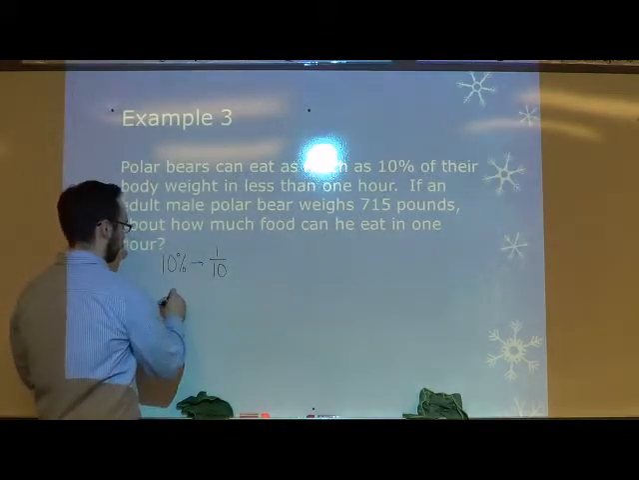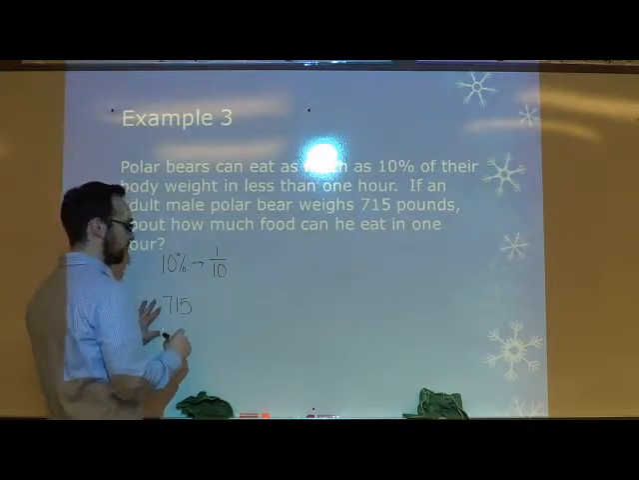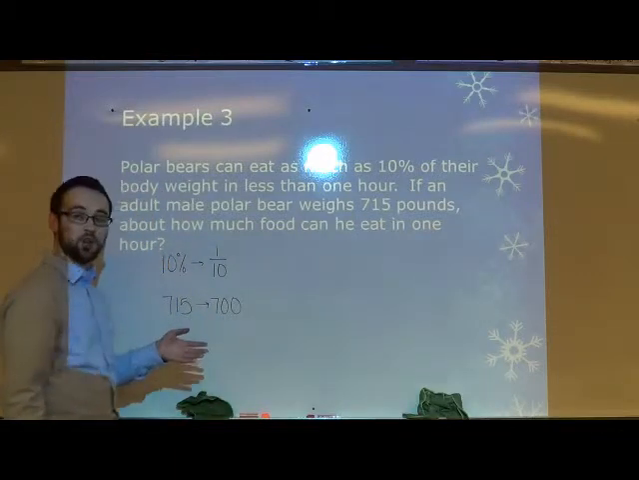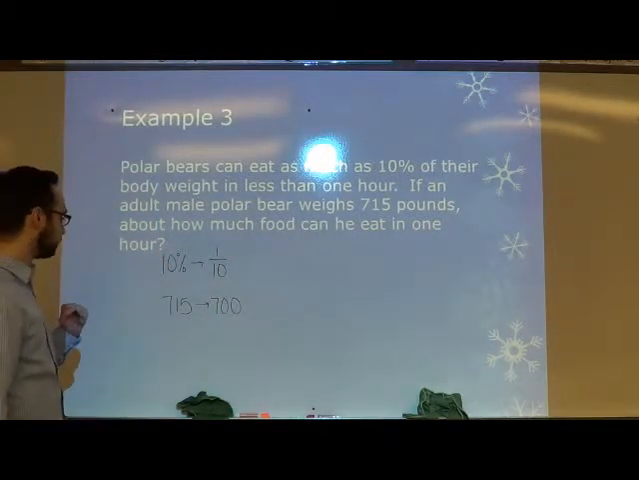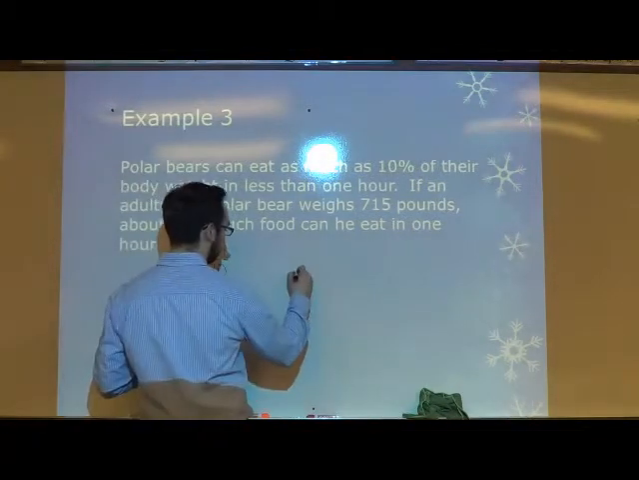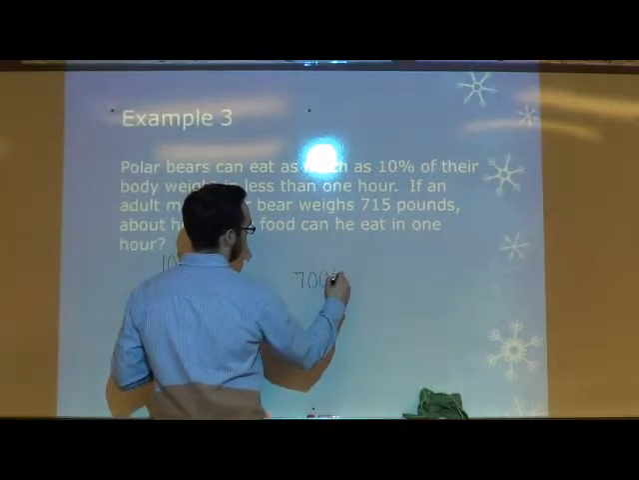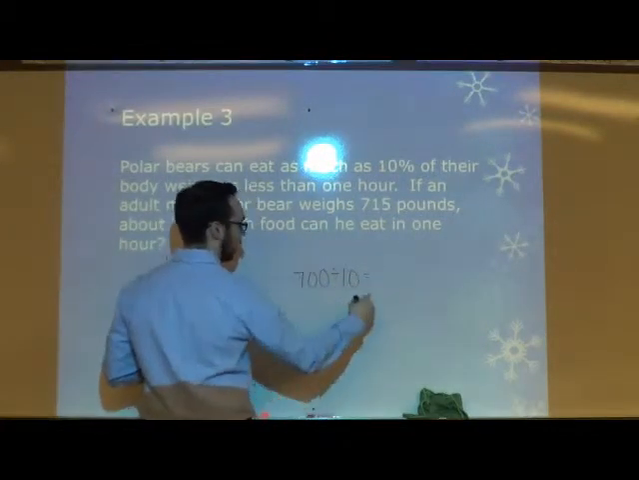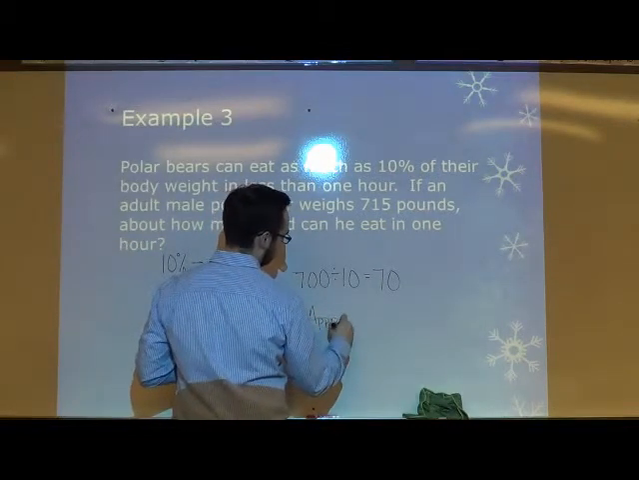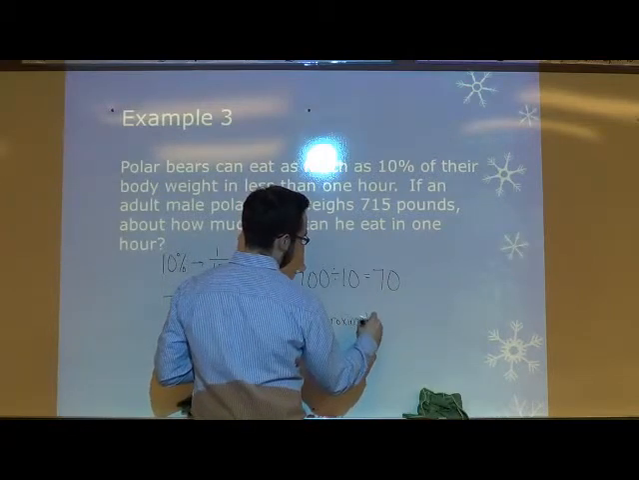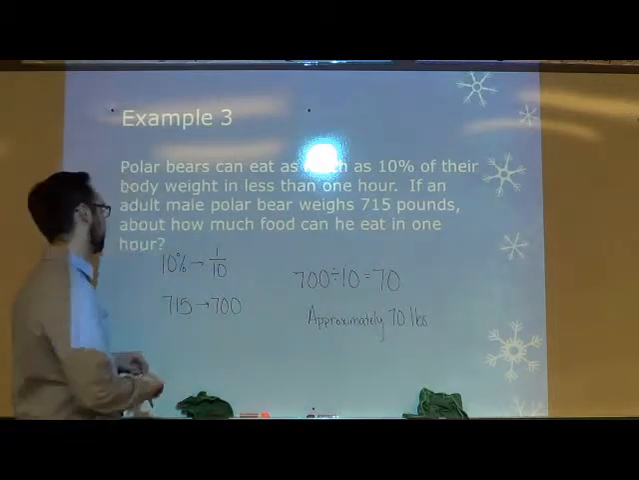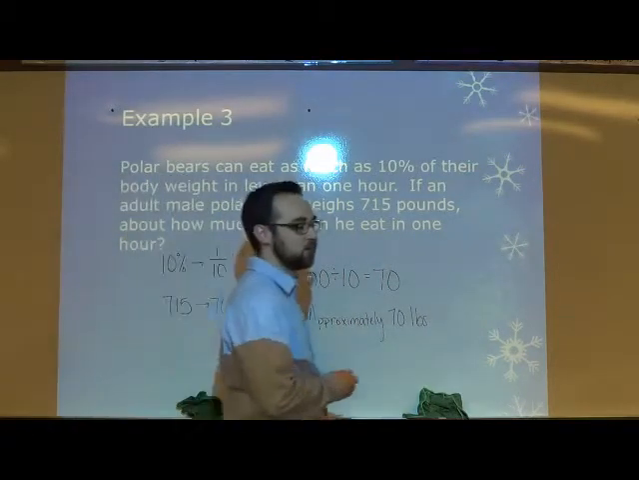Now the 715, I don't want to figure out 1/10 of that. I want to round that to 700 because it's close. It's 15 away, but it's close. So we would need to figure out 10% of 700. All we do for that is take 700, divide it by 10, and we get 70. So this bear ate approximately 70 pounds in under an hour. That's all there is to it.